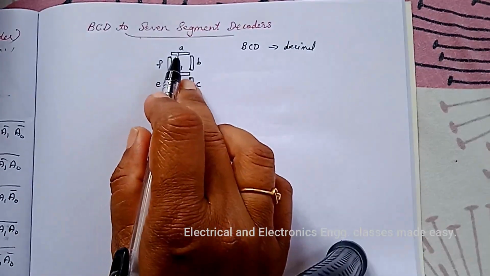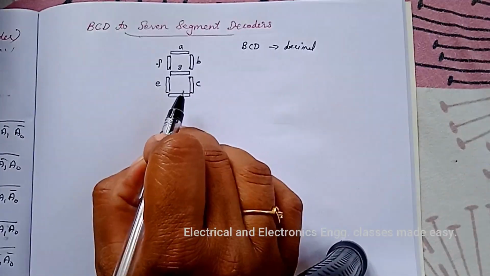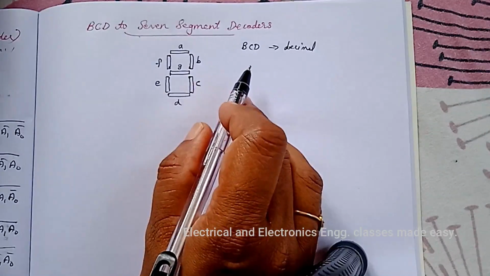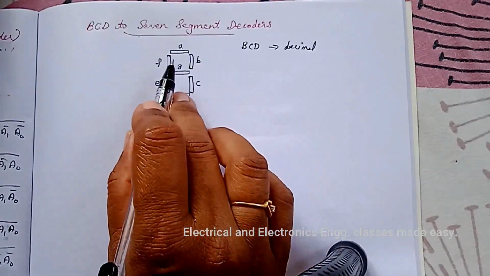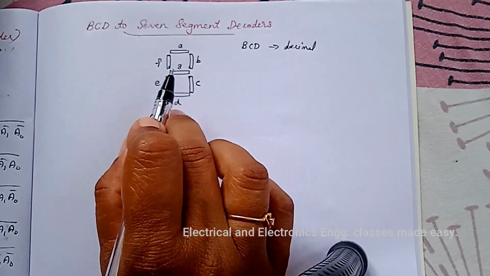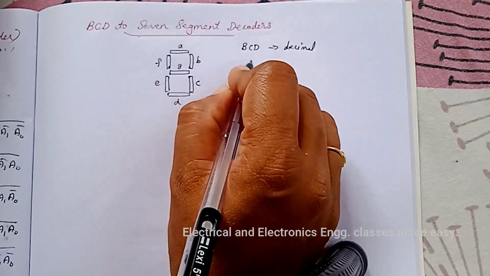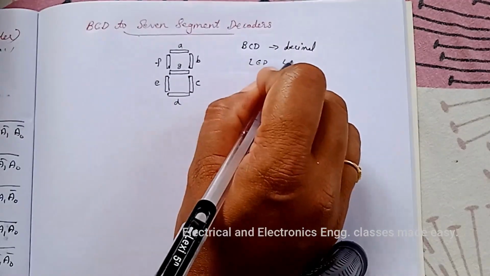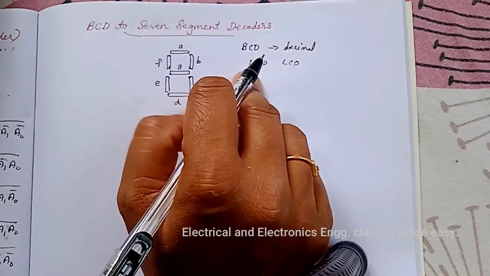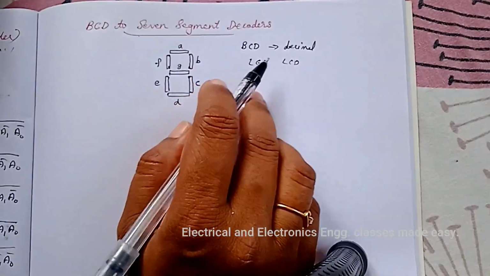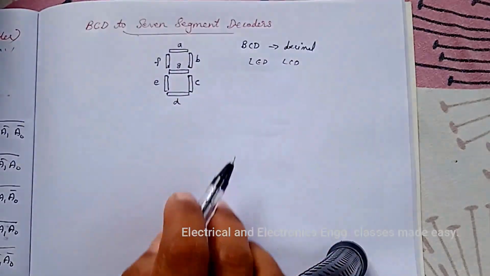And here each segment is made up of a material that emits light when current is passed through it. The most commonly used materials include LEDs and LCDs. The LEDs generally provide greater illumination levels but require more power than that required by LCDs.